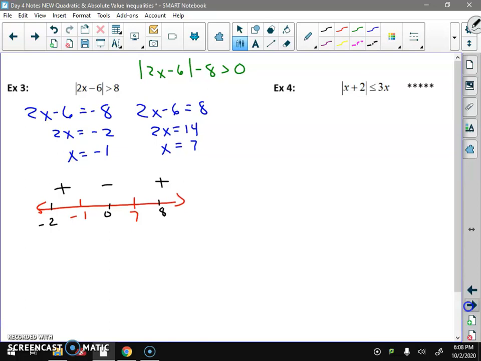That's awesome. Last part, what do I want? I want greater than 0. I want pluses. I want x less than -1 or x is greater than 7. I could try a number like 10 into my original. 2 times 10 is 20, minus 6 is 14. Absolute value of 14 is 14, greater than 8. It works. All right, example 4.